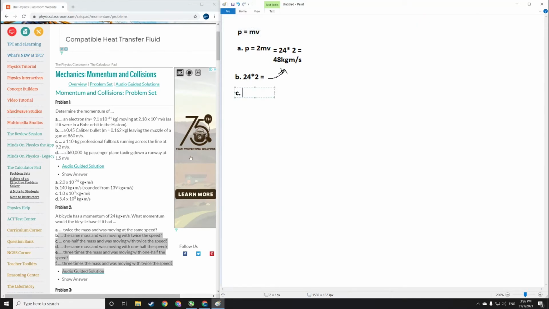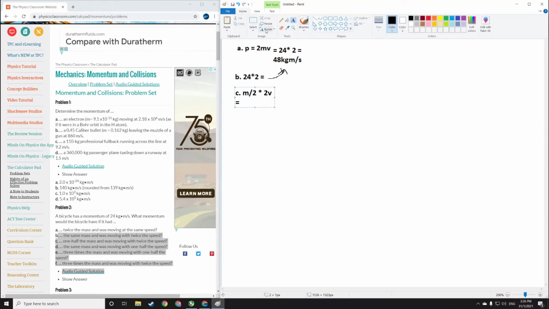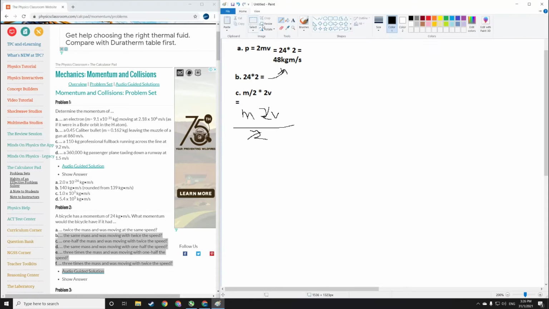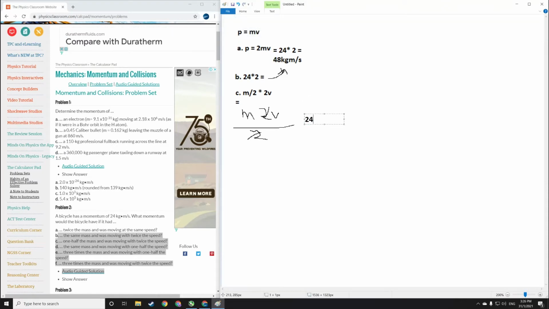And then we have 1/2 the mass and was moving with twice the speed. That's also pretty interesting, but essentially what we've done here is we've taken one quantity, divided that by 2, and multiplied that by 2v, right? And if we look at this, this is literally just like saying m times 2v over 2, right? Because it's like half of m. But when we have that, we can literally just cancel these two out, and what we essentially get is 24 kg meters per second. So that's also fairly straightforward.